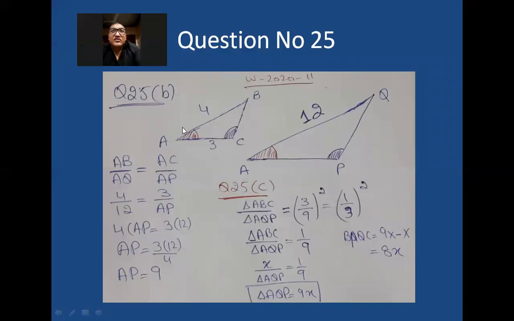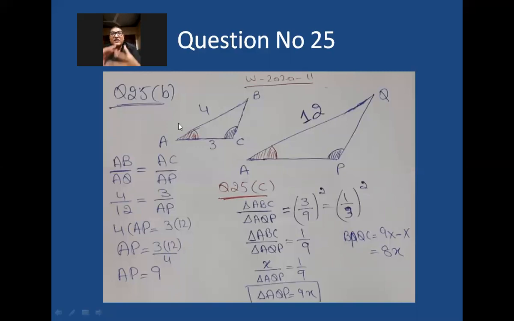So this is that small triangle ABC. This side is 3, this side is 4. And he has told us that the AQ side is 12, and what he wants you to find out is the AP side. Here, this is that red angle.